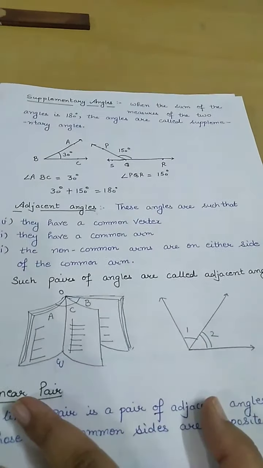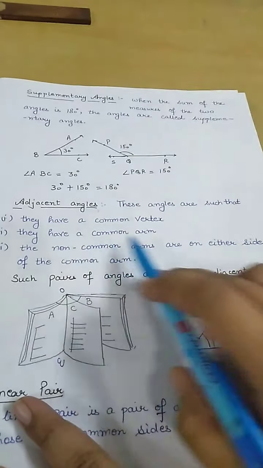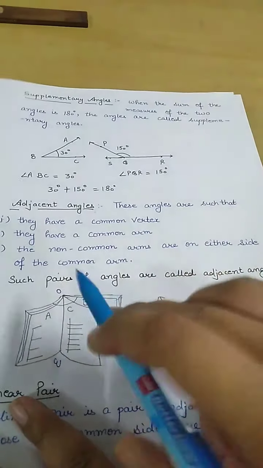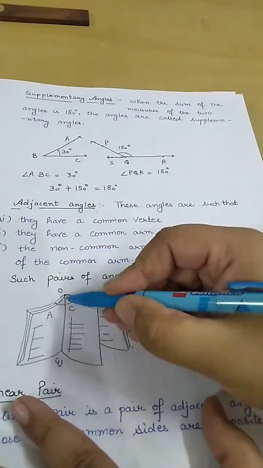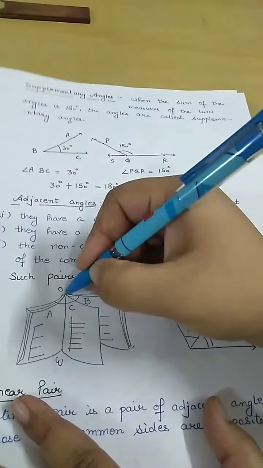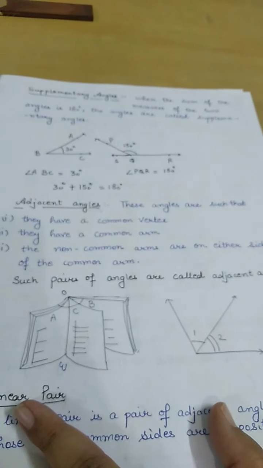That's why A and C are adjacent angles. The non-common arms are on either side of the common arm. This is the common arm. They are on either side of the common arm.